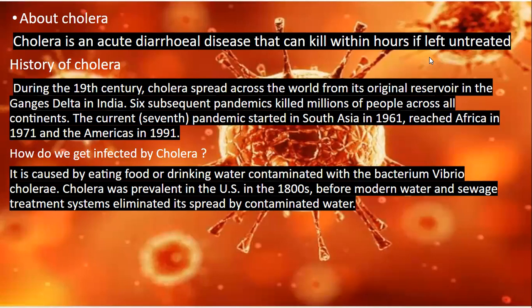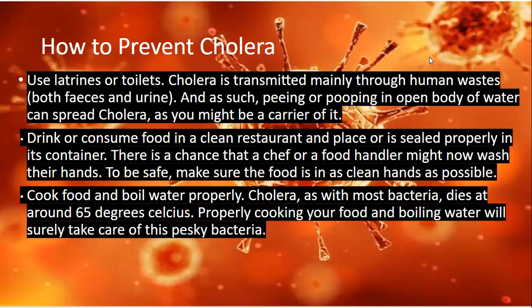So how do we get infected by cholera? Cholera can be transmitted easily through water and food. If the food is dirty or the water is untreated, you can get cholera, and that causes a major issue. Then the question is, how do we prevent cholera from destroying your body?